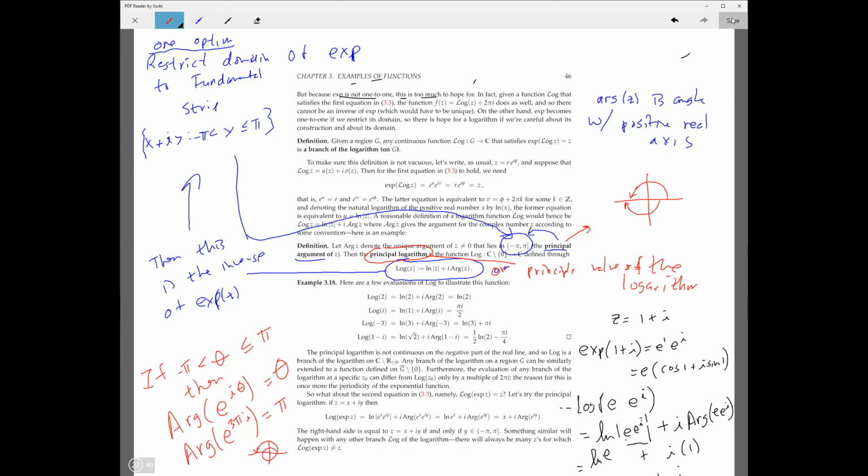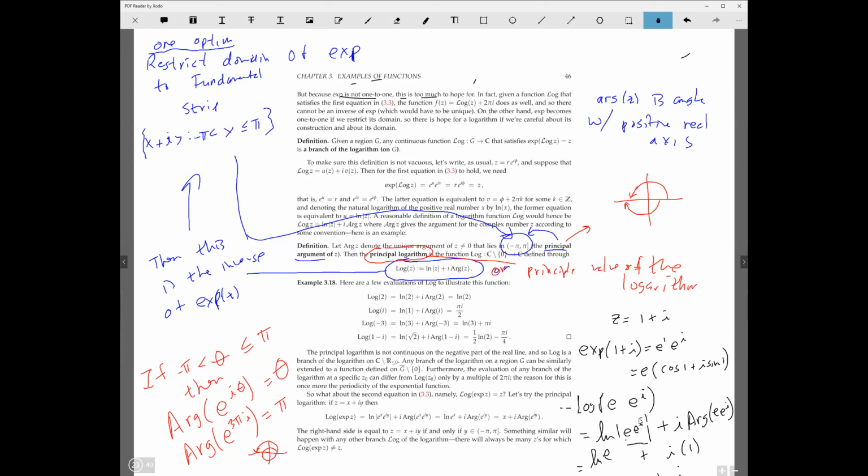Okay, so any other quick questions that you want to get resolved before we finish up? How about Ln? How come Ln of e times e to the i equals Ln of e? Well, how come this is this? Because we're taking the modulus.